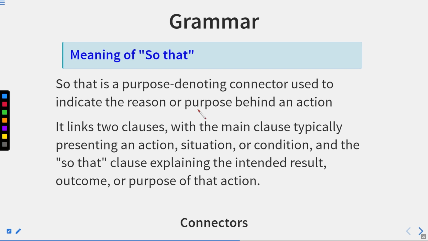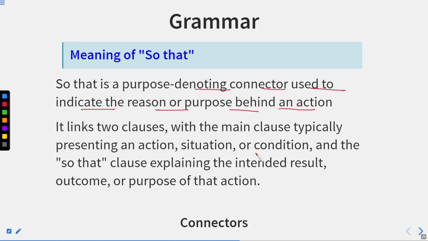First of all, we'll discuss the meaning of so that. So that is a purpose-denoting connector used to indicate the reason or purpose behind an action. Again, this serves the same motive as we had discussed in the purpose-denoting conjunction in order that. Here the words so that will also show the reason or the purpose behind any action. It links two clauses, with the main clause typically presenting an action, situation or condition, and the so that clause explaining the intended result, outcome or purpose of that action.